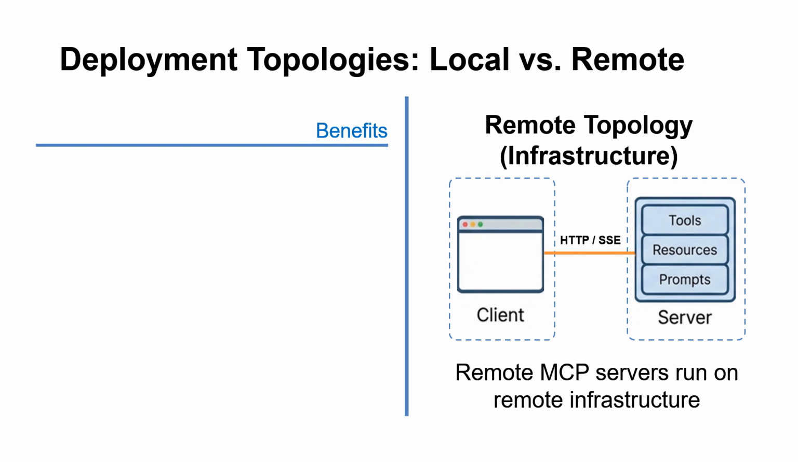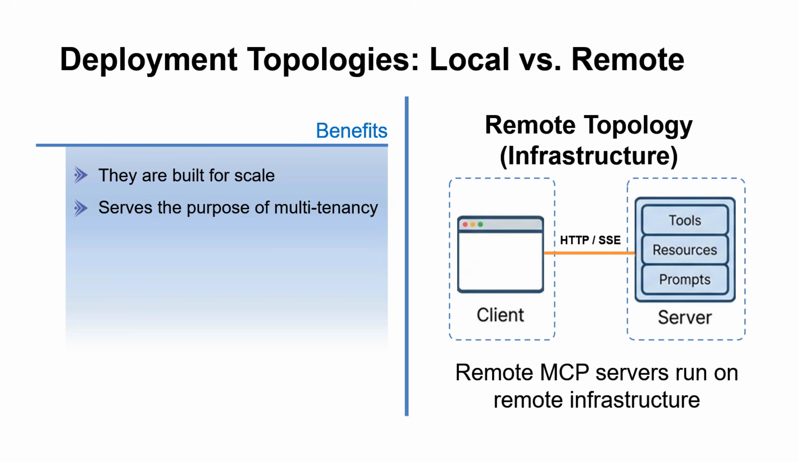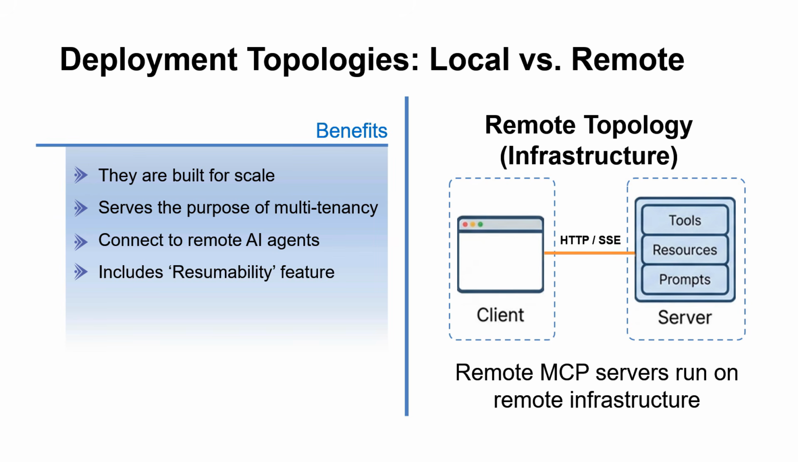So why is it great? This is built for scale. It allows one server to handle many different clients at one time, which is multi-tenant. It's perfect for connecting to massive enterprise databases or remote AI agents. Since the internet can sometimes be spotty, this setup includes clever features like resumability. That is, picking up exactly where you left off if the connection drops, and session management to keep things organized.